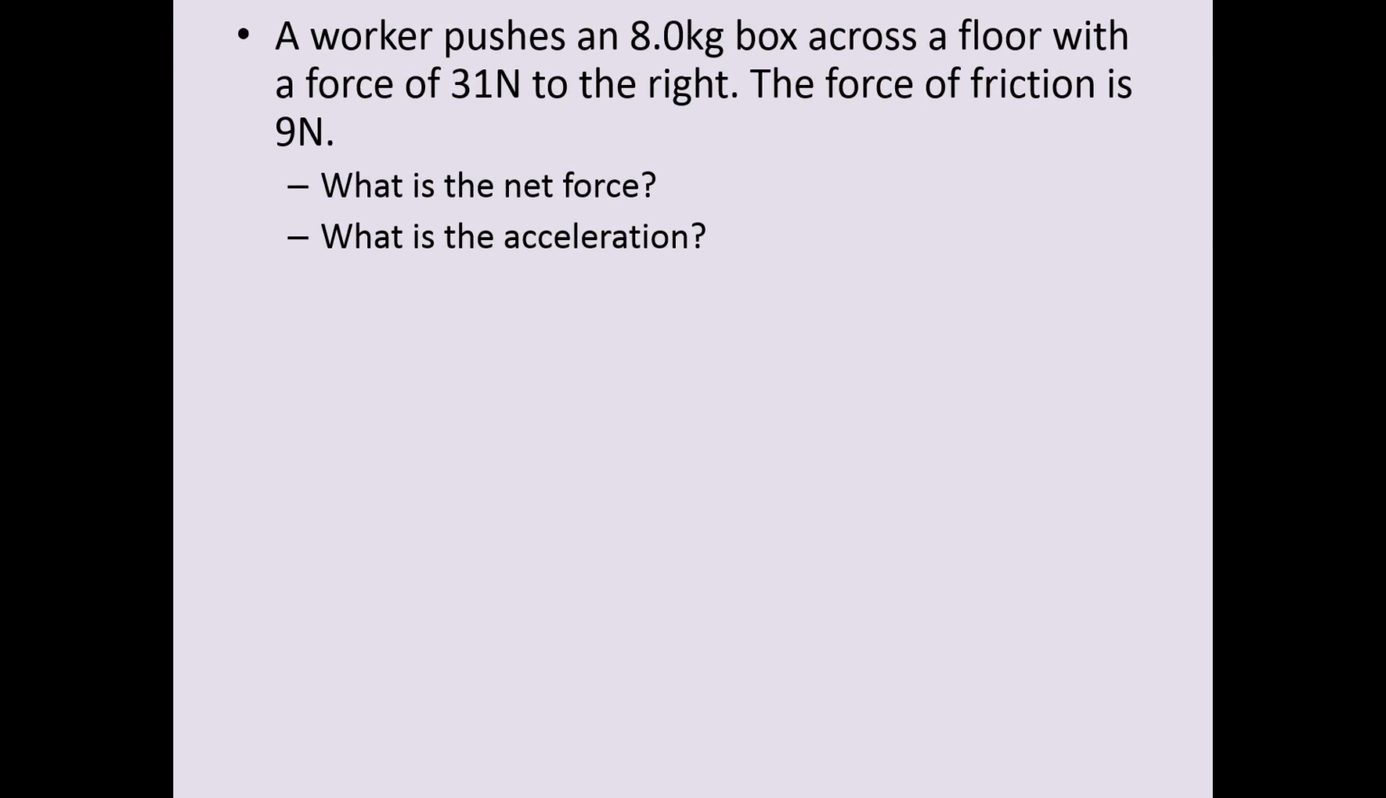A worker pushes an 8 kilogram box with a force of 31 newtons to the right. The force of friction is 9 newtons. What is the net force? And then second, what is the acceleration?